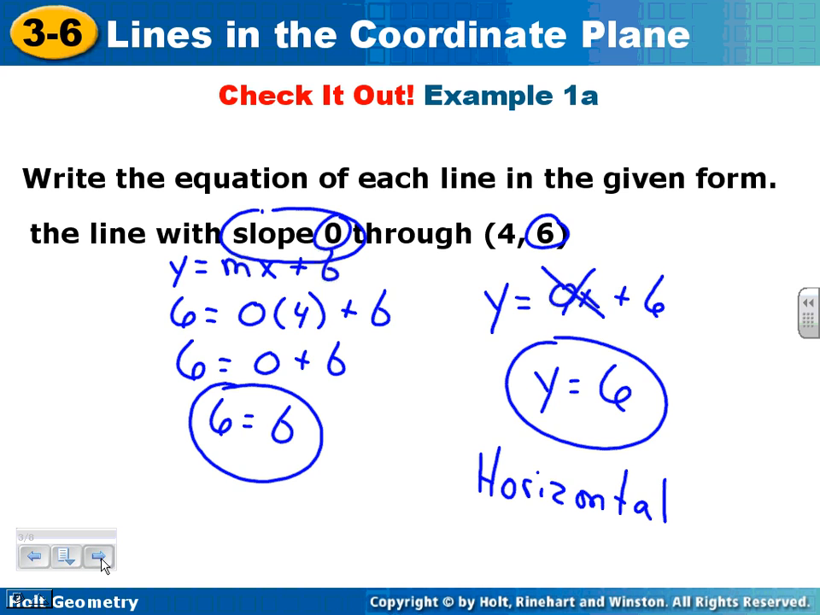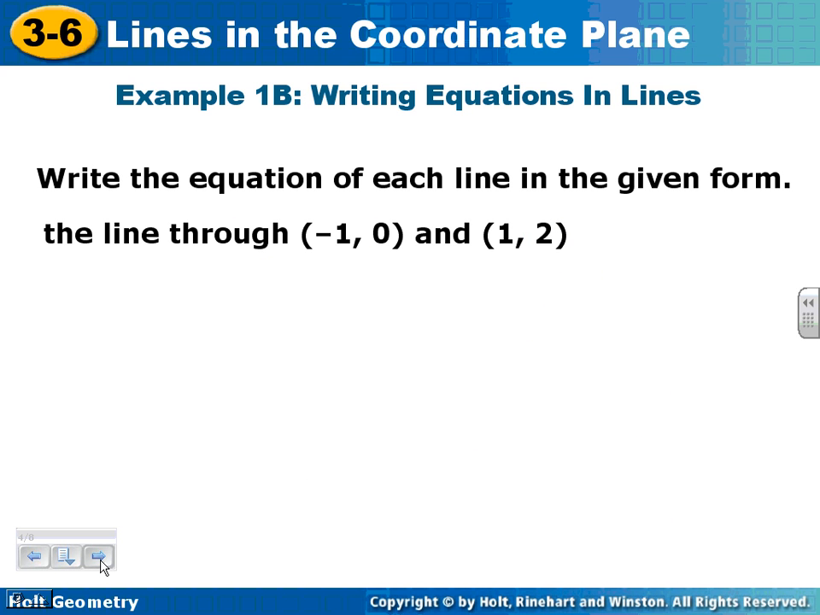With the fourth slide, write the equation of each line in the given form, the line through, and now I'm given 2 points. I'm no longer given a slope. So my first job is to find slope, using the slope formula, y2 minus y1 over x2 minus x1. That should look familiar to you. And that comes out to be 2 over 2, which is 1. So my slope is 1.